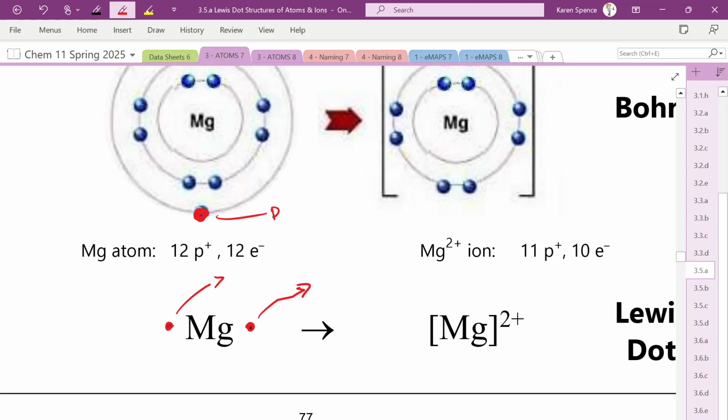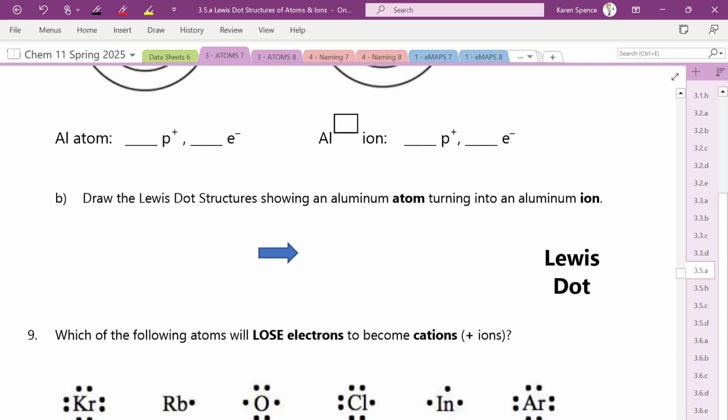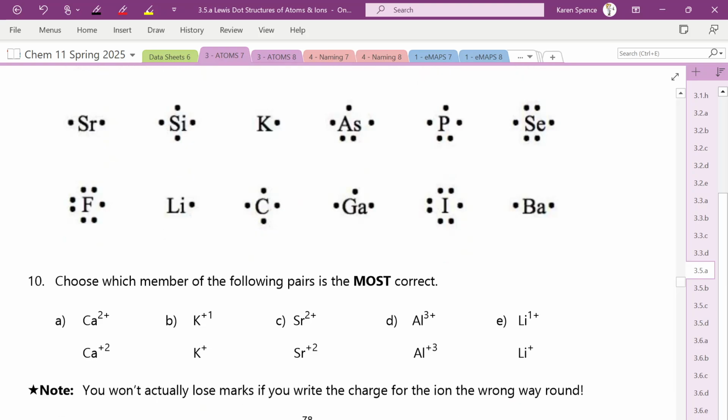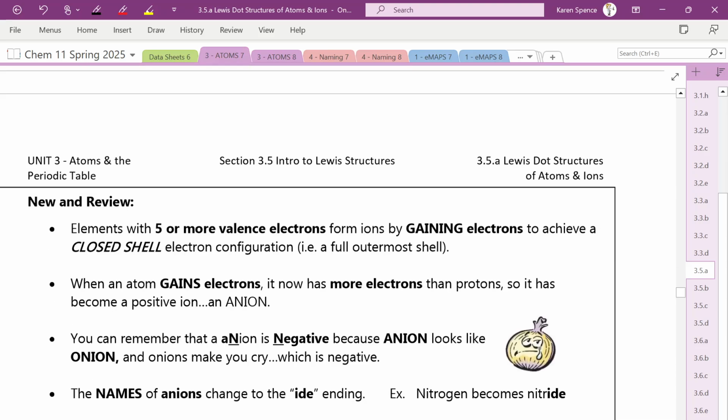Is that good? Okay. I'm going to leave that for you to do for homework. And now we are on page 79.